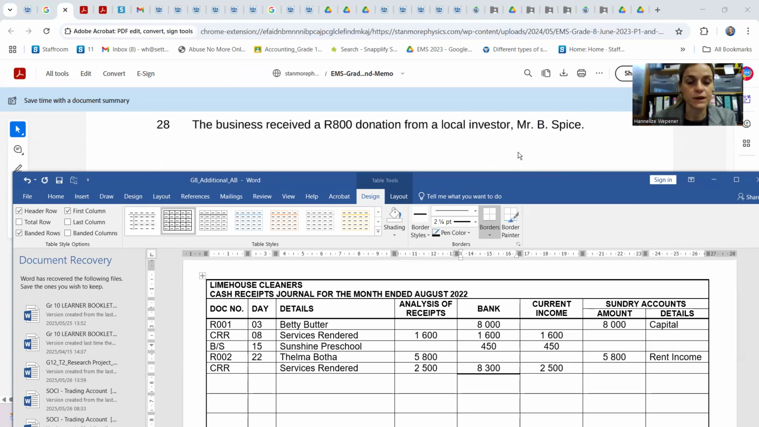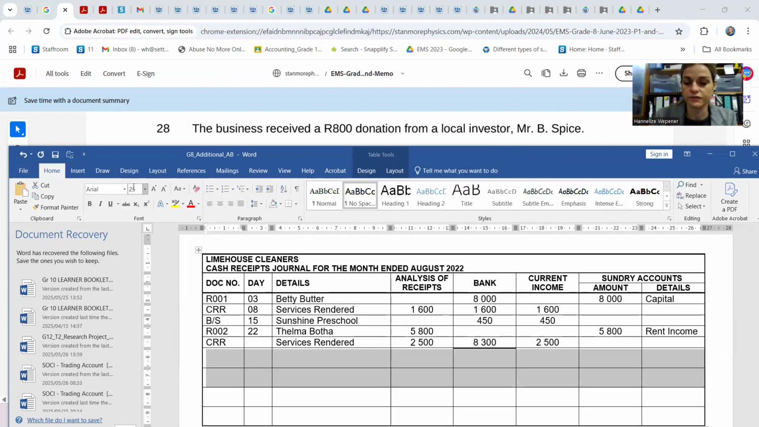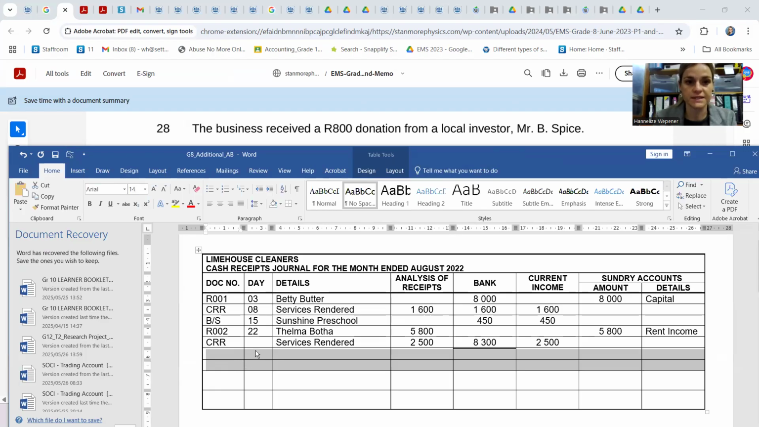Then the last one is the business also received an 800 Rand donation from a local investor, Mr. B Spice. So the business received on the 28th, let me just quickly fix this because the font is too big here. So we received at the business premises on the 28th from Mr. B Spice. We received money. Then, this is not a service rendered. It is something else that I received at my business premises.